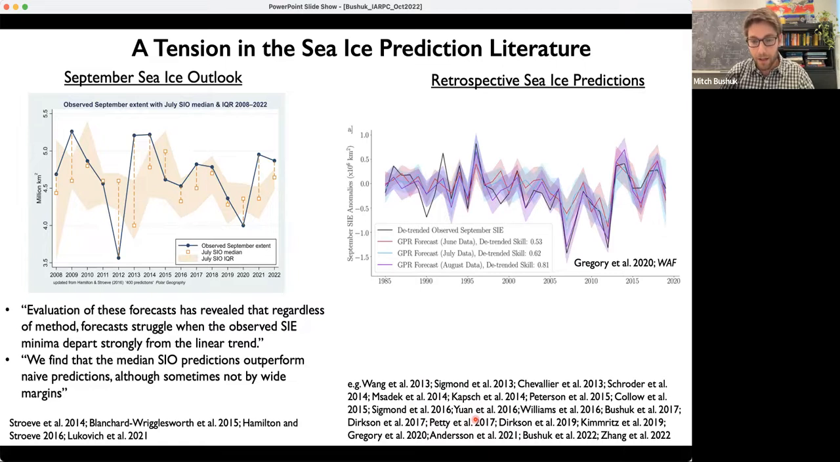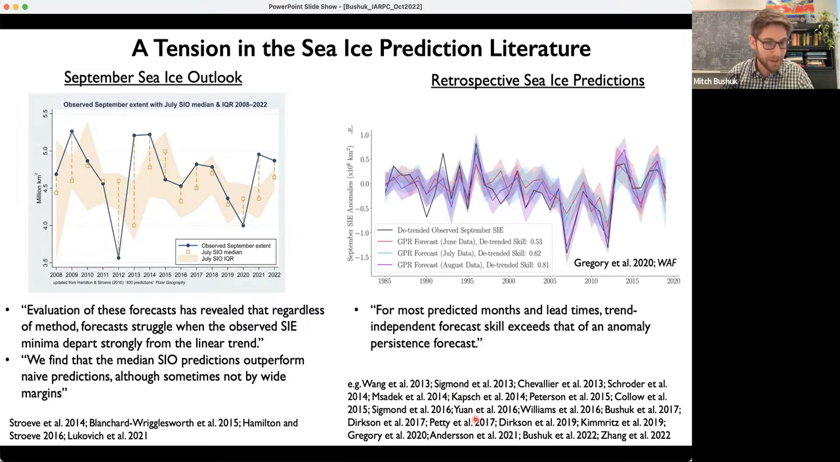And nearly all of these papers have some sort of sentence in them along the lines of, for most predicted months and lead times, trend independent forecast skill exceeds that of an anomaly persistence forecast. So you've got all these studies saying that skill is possible, and we've produced methods to skillfully predict sea ice, but then the sea ice outlook real-time predictions have not really borne that out. So what's going on here?